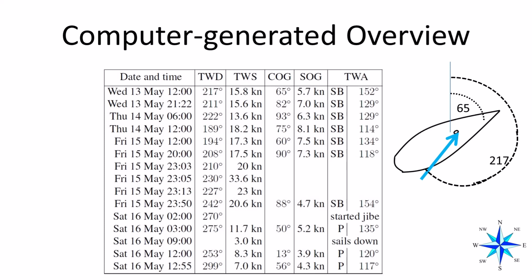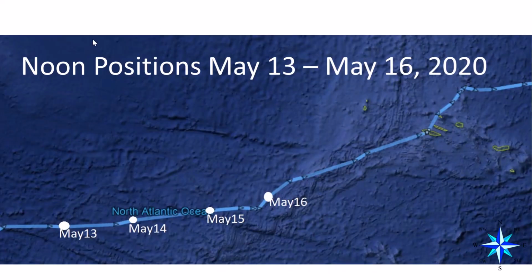So let's now go through this a little bit more carefully to understand what actually happened here. What I show you here is a map of part of the voyage. We're in the Atlantic Ocean. Here you have the Azores, and the blue line here is a track of Kaka's journey made after I returned. And I have plotted here 4 noon positions for May 13th, 14th, 15th, and 16th, respectively.